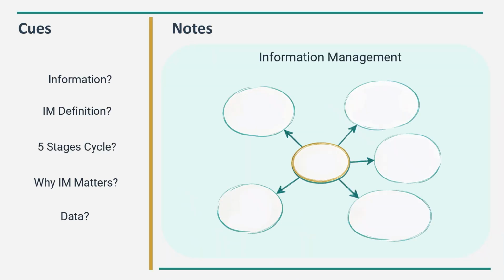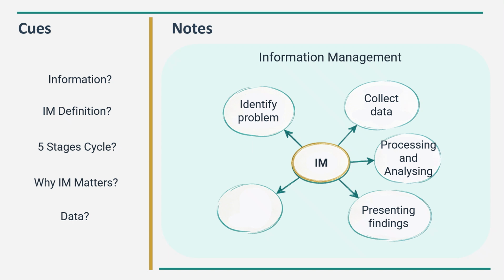Information management, or simply IM, is all about working with information in a smart, organized way. You start by identifying a problem. Then you collect relevant data, process and analyze it, present your findings clearly, and use those findings to make informed decisions. Notice it's a cycle. Each stage feeds into the next, and you may need to go back and refine your approach. This systematic process is critical for PAT, even though you have 3 phases. This still applies for each of the phases.